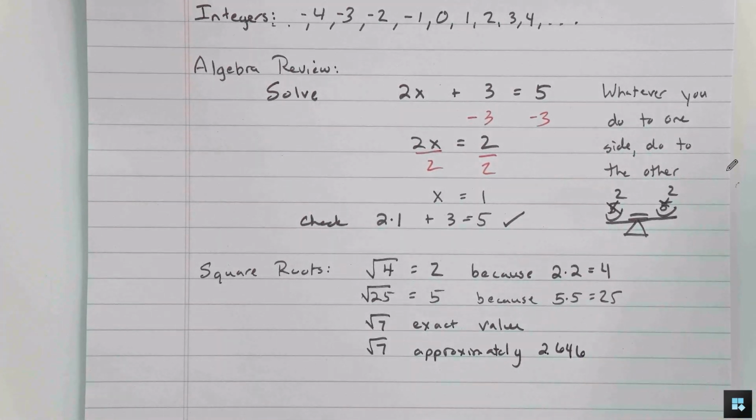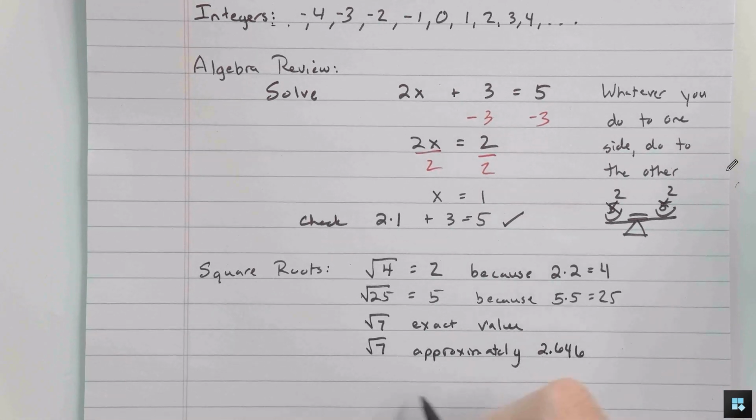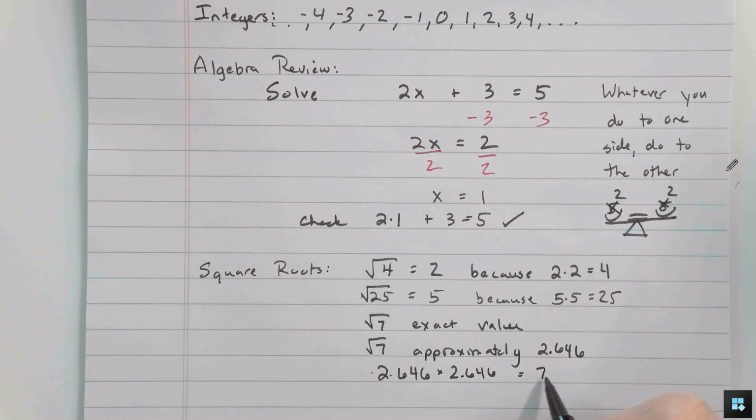So it's approximately 2.646 when you say the square root of 7. However, if you take 2.646 times 2.646, you do not get exactly 7. You get 7.001316.